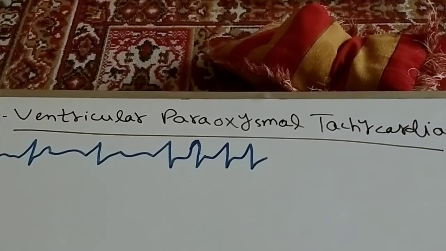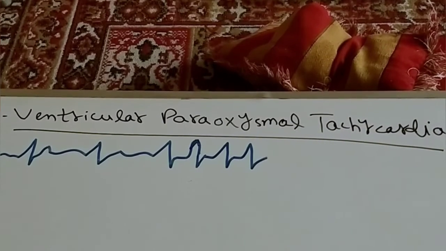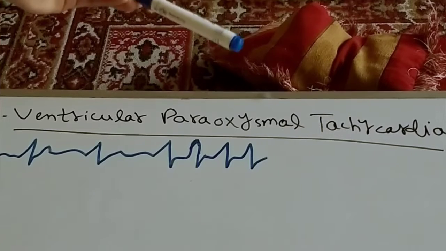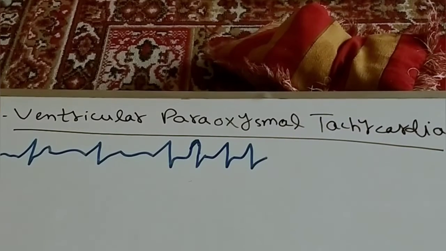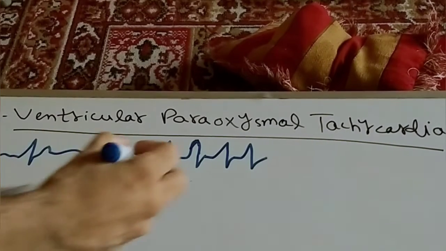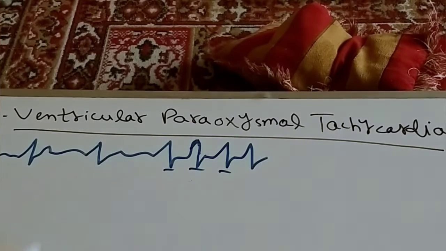Today I will demonstrate the other different types of ECG. First of all, discussing ventricular paroxysmal tachycardia, in which the ventricles are getting excited again and again vigorously. In this, inverted T waves appear. You can see that these inverted T waves appear. Now why do inverted T waves appear?